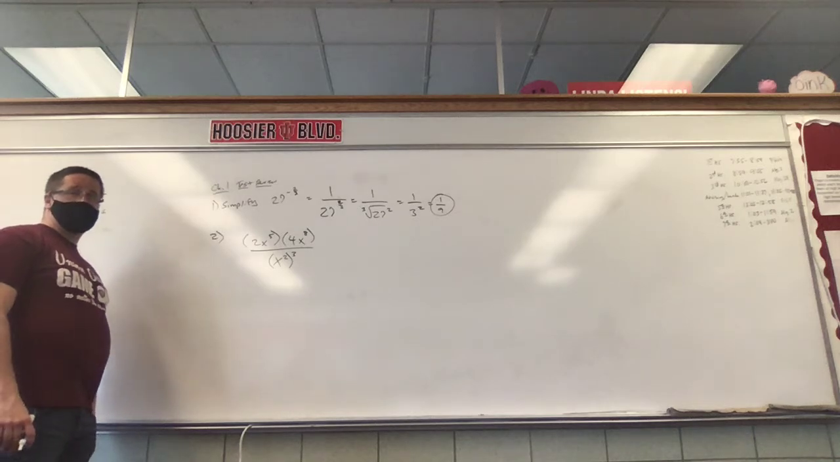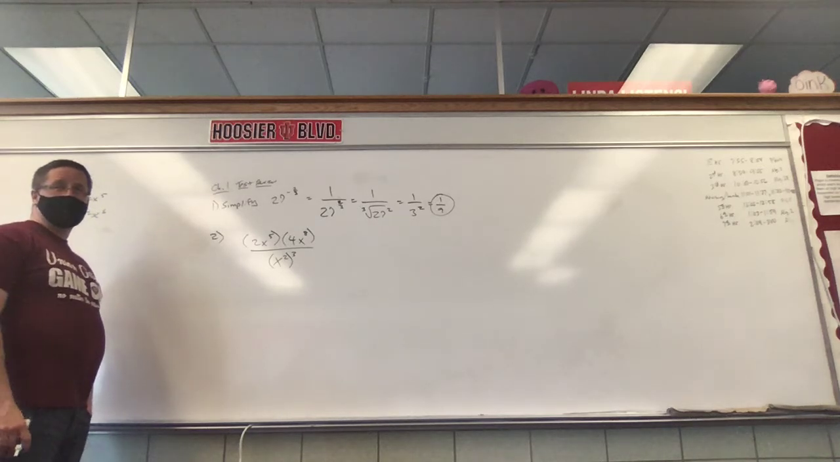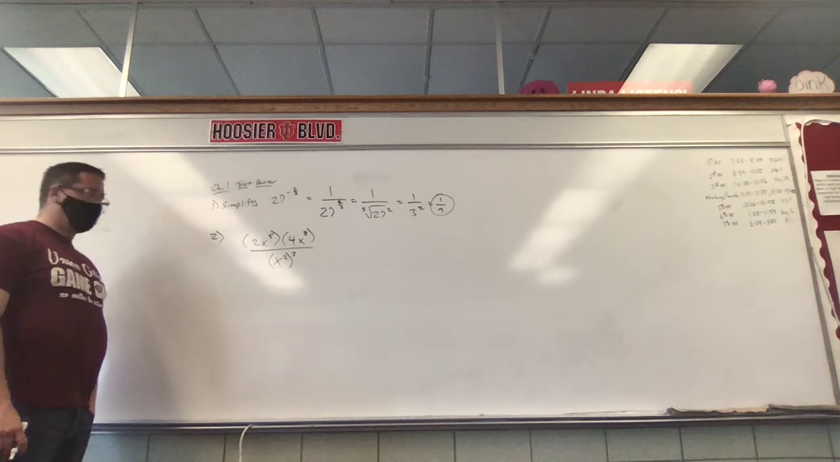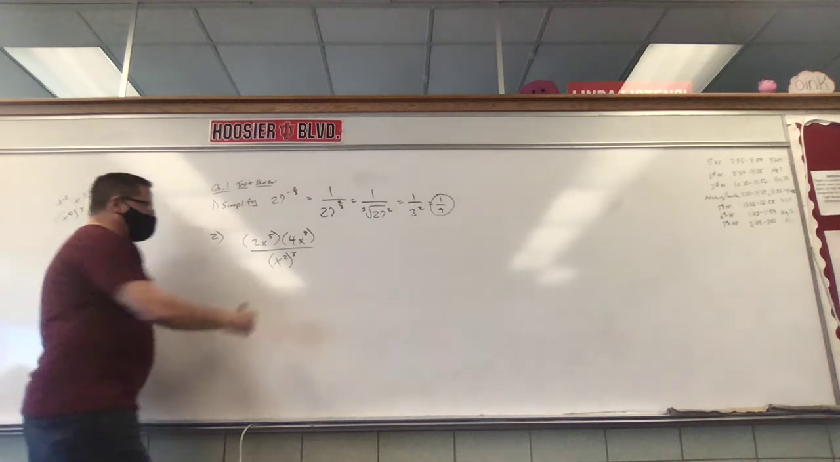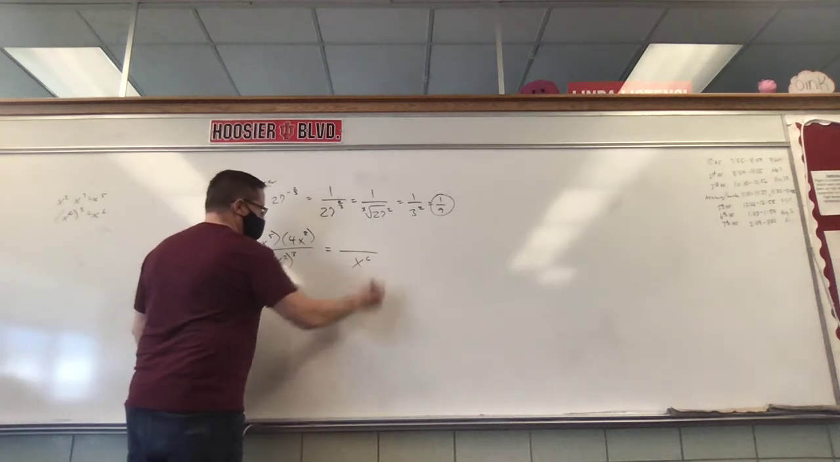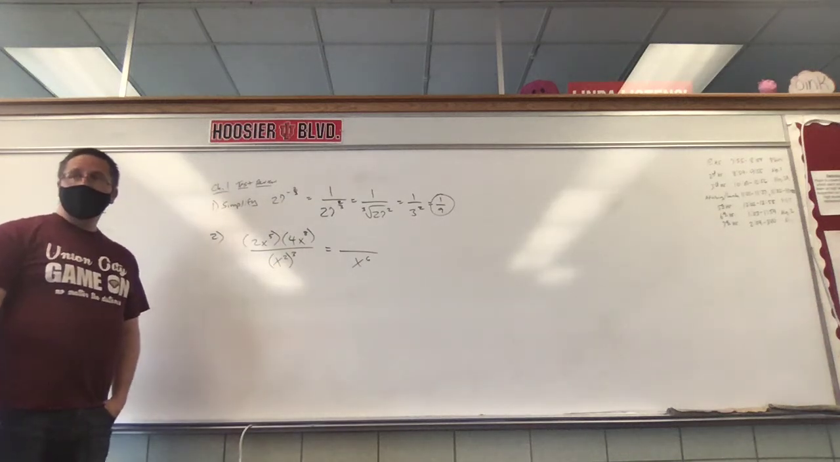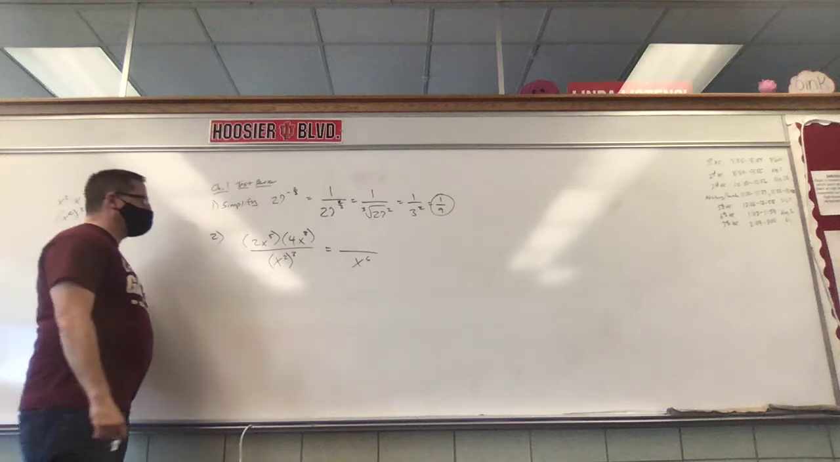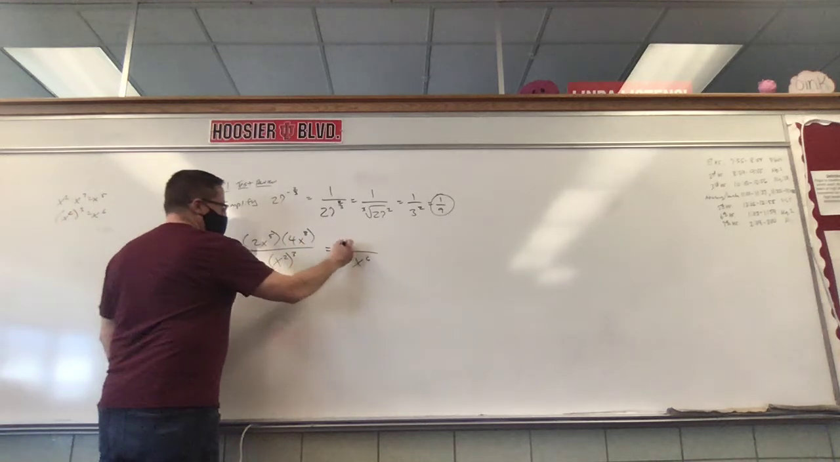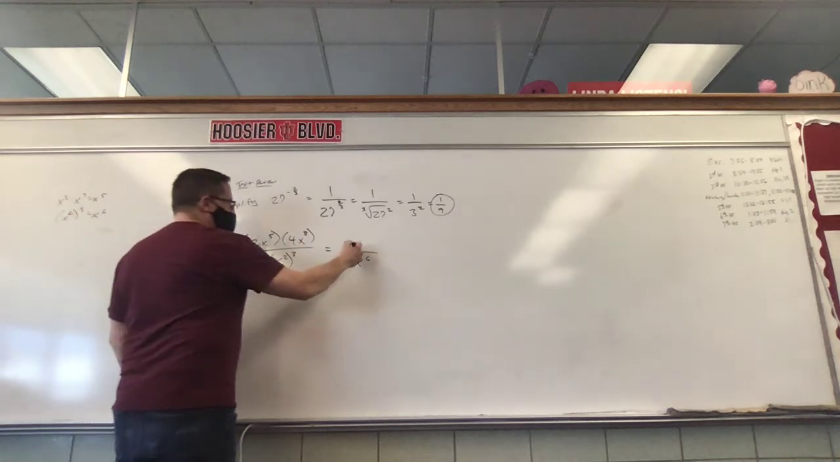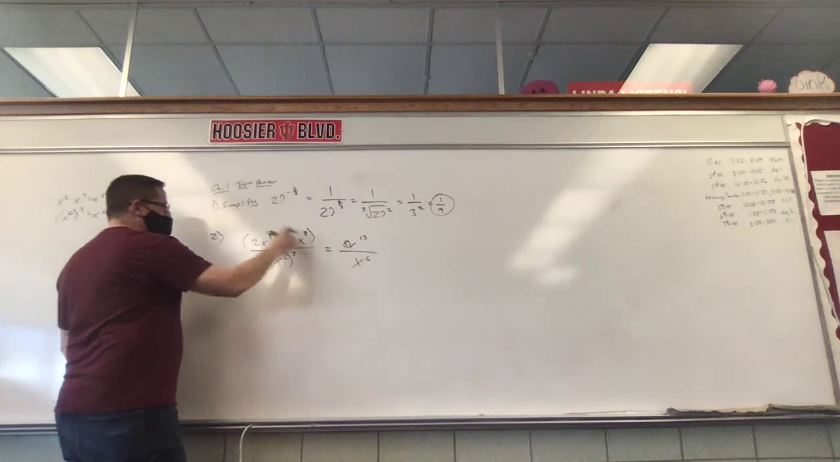Anybody got a guess? What is it? Bottom is definitely x to the 6th. How'd you get x to the 6th on the bottom? Is it 8x to the 13th on top? Where'd you get 8 from? 2 times 4. That's simple enough. And where do you get x to the 13th from? 5 plus 8. When you multiply, you add the exponents.